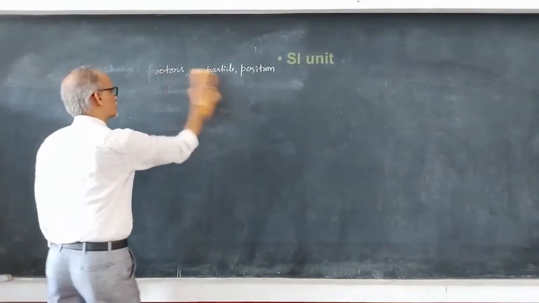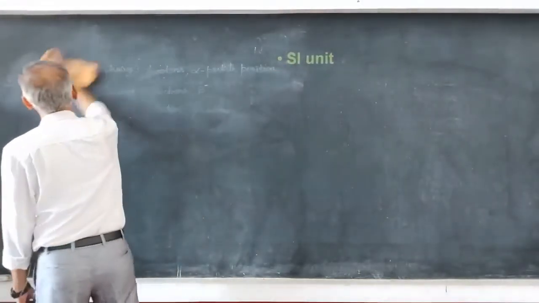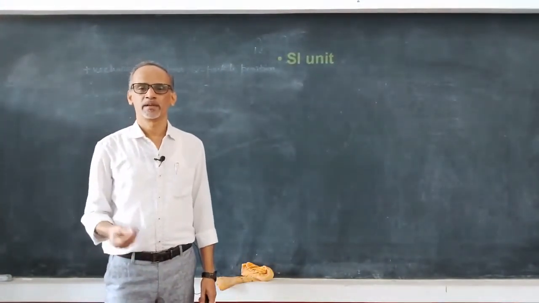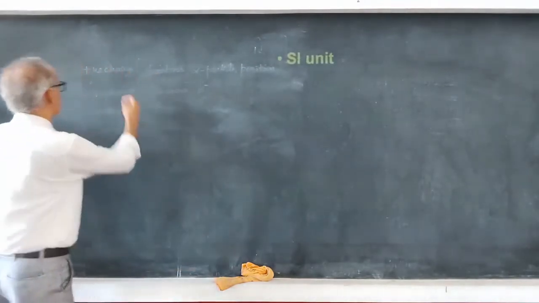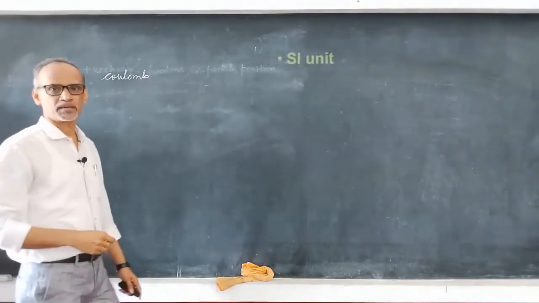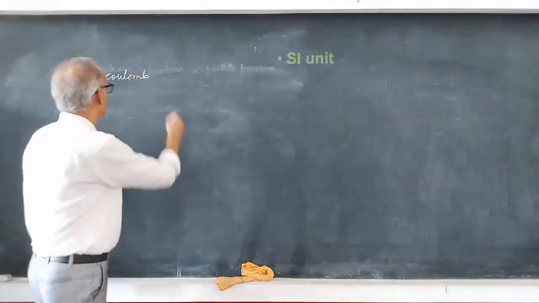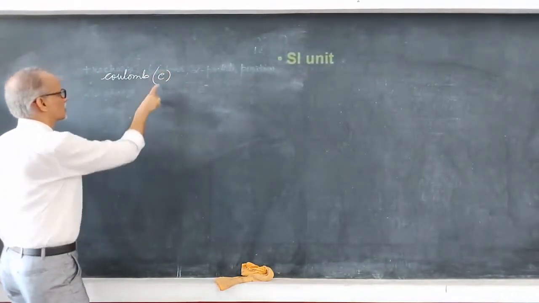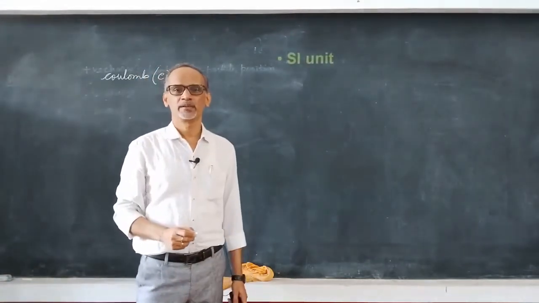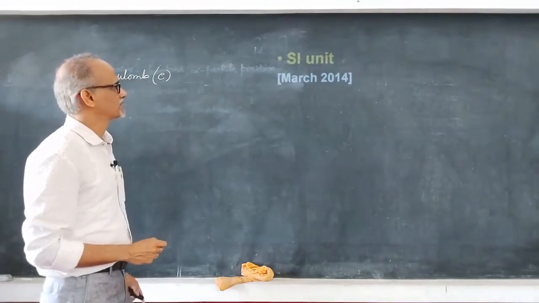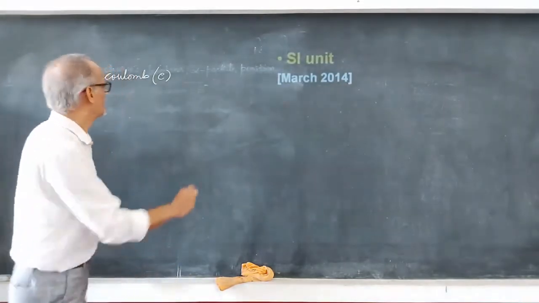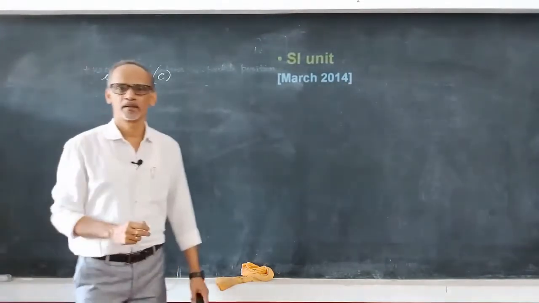And this electric charge is different from electric current. Electric current is measured in ampere, whereas electric charge is measured in the SI unit Coulomb, C-O-U-L-O-M-B. It's named after Augustin Coulomb, and the symbol is capital C. This question appeared in the March 2014 examination for 1 mark: What is the SI unit of charge? You have to write Coulomb as the answer.